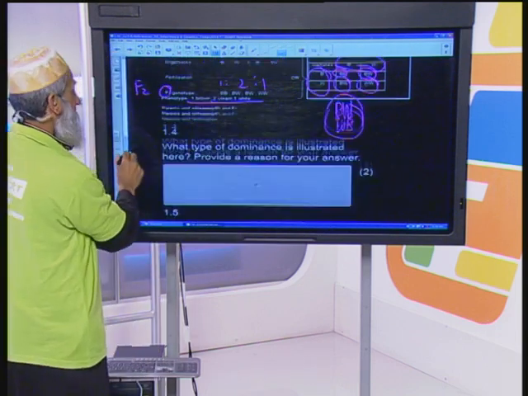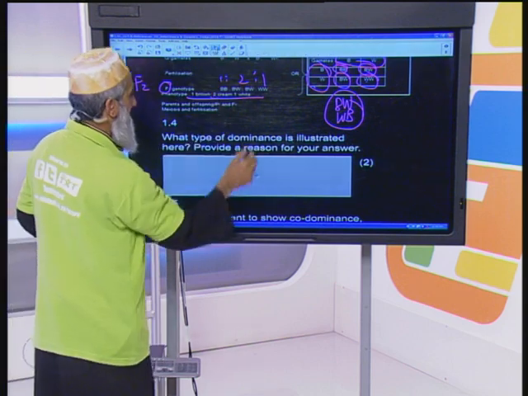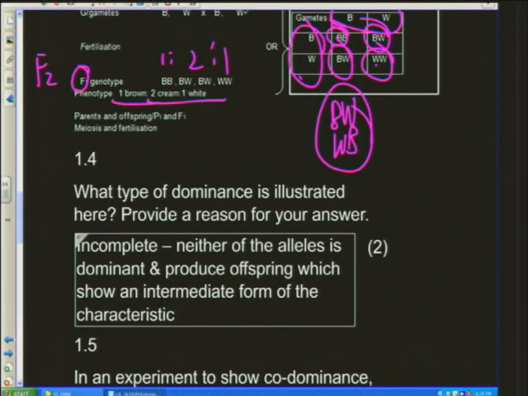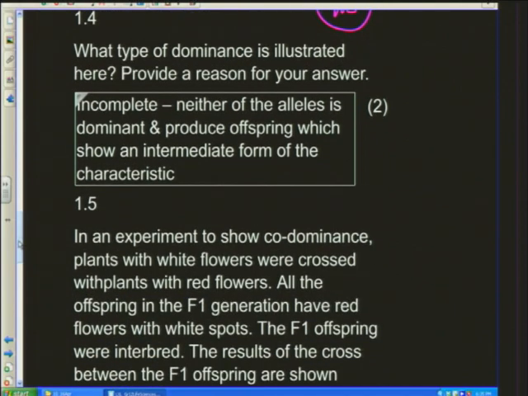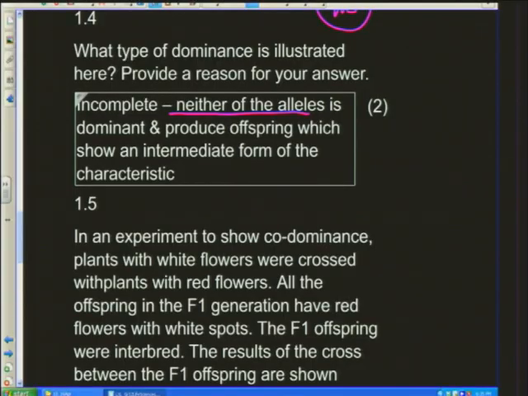Good. What type of dominance is illustrated here? Provide a reason. I already gave you that. In this case, it's incomplete because neither of the alleles is dominant and produce offspring which show an intermediate form. There's two parts to that answer. One is neither is dominant, and the second thing is the intermediate form of the characteristic.